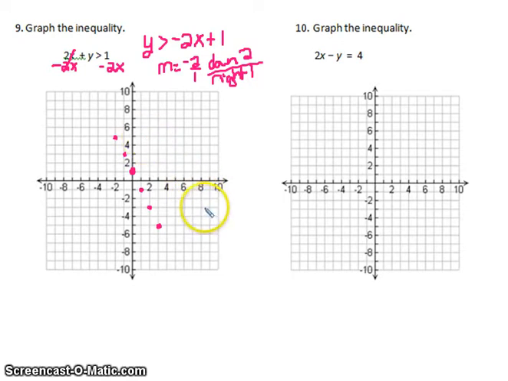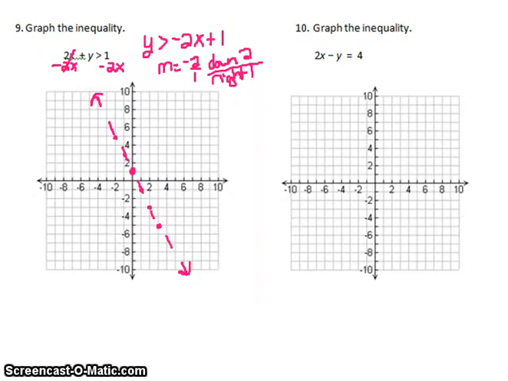Now there are 2 other things we must do. We must decide whether we have a solid line or a dotted line. And because it is just greater than, we have a dotted line. It is not solid. You need to make sure on your test that you draw your line so it is obvious for me to see whether it is solid or dotted.